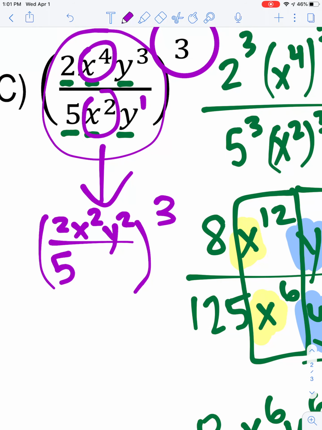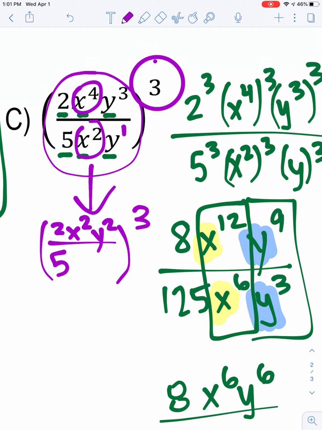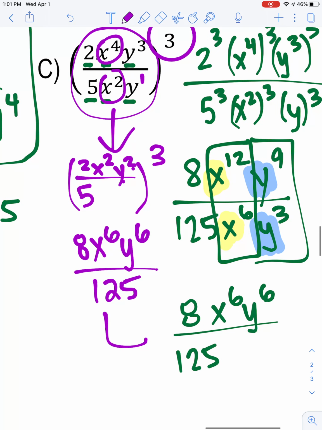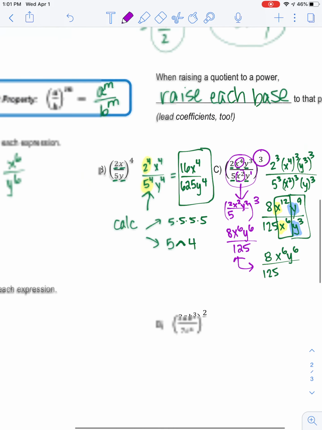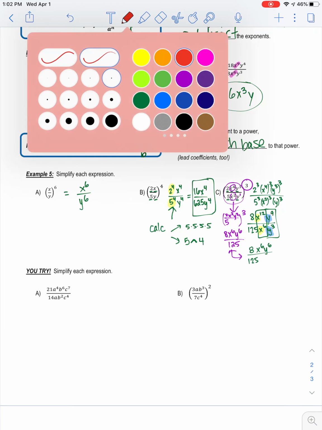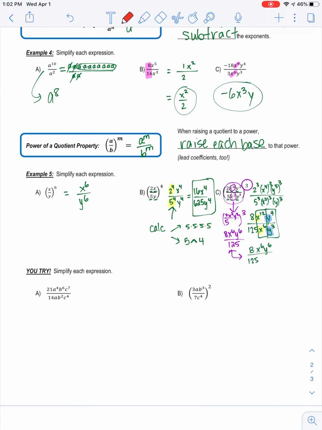So if I now do 2 to the 3rd power, I get 8. If I do x squared to the 3rd power, I get x to the 6th. Y squared to the 3rd is y to the 6th. And on the bottom, 5 to the 3rd is 125. And as you can see, it's the same answer that we had. Okay. All right, there's 2 U-tries, so please pause the video and do your best to attempt A and B. And when you're ready to check your answers, then go ahead and hit play.